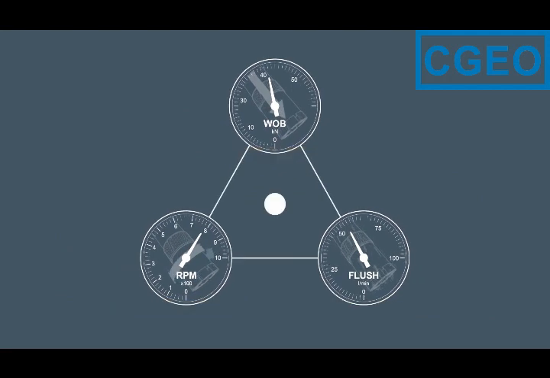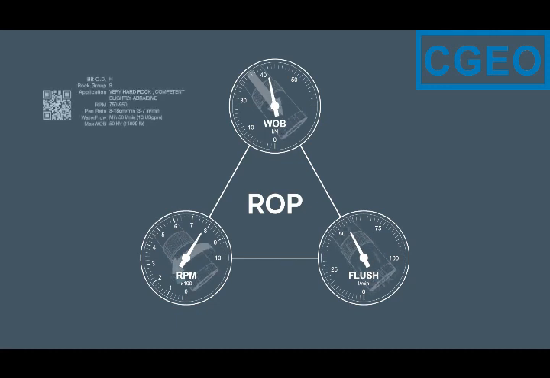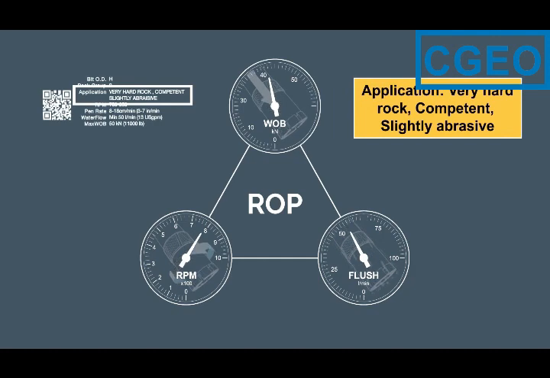The optimal state is called free cutting and is the perfect balance between weight on bit, WOB, RPM, and flushing. This will give the optimal rate of penetration, ROP, and maximum bit life. Important, providing that you have chosen the right bit matrix for the right ground condition, of course.